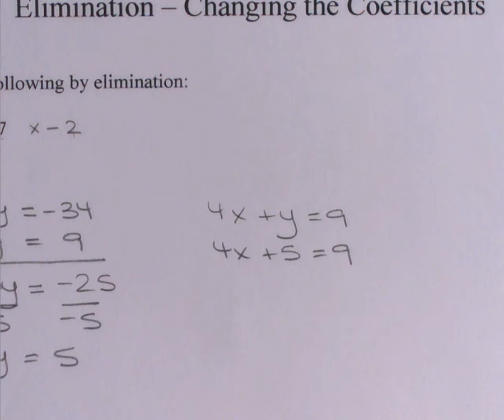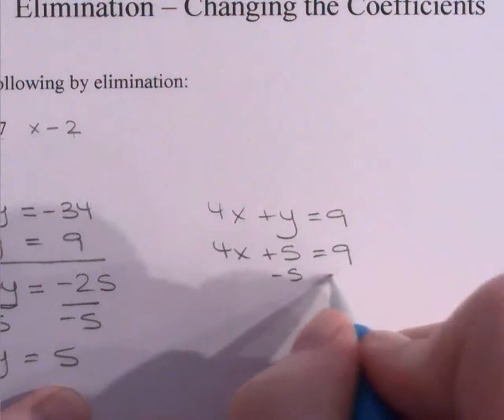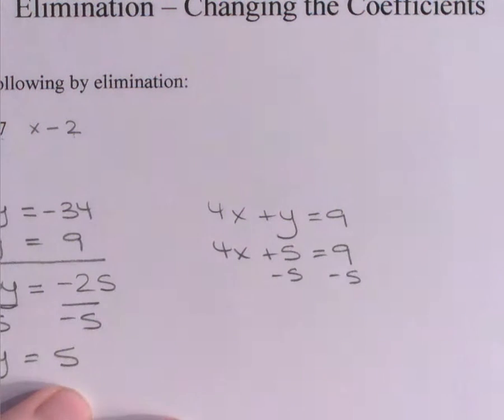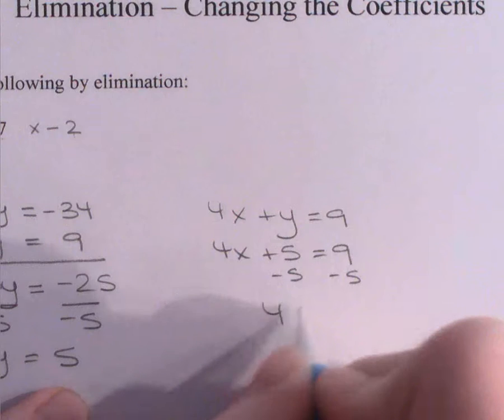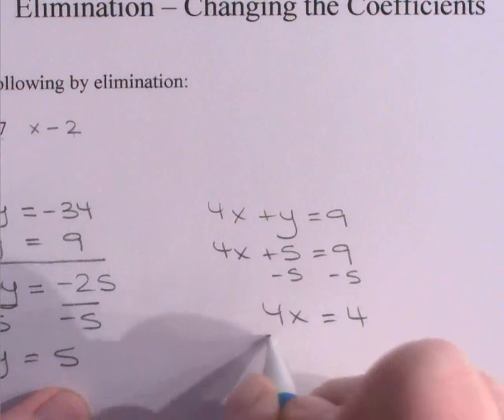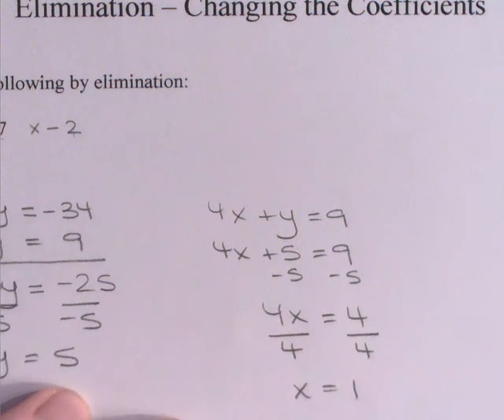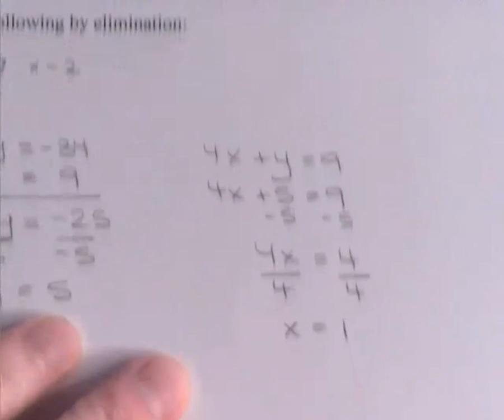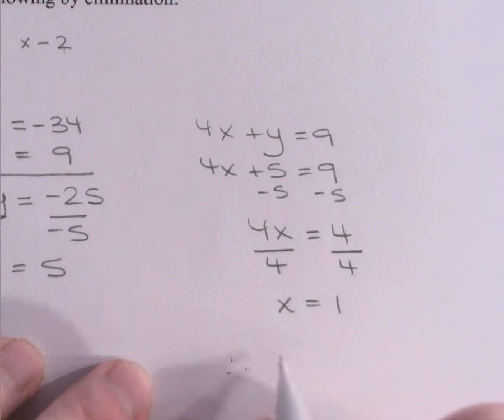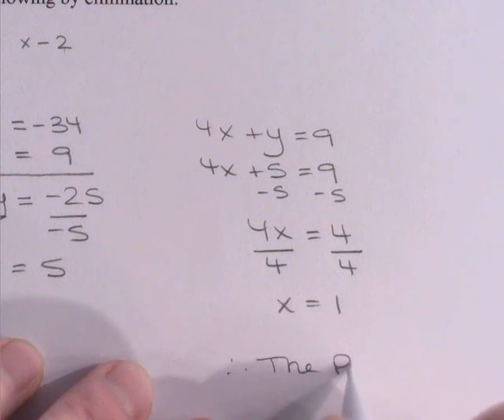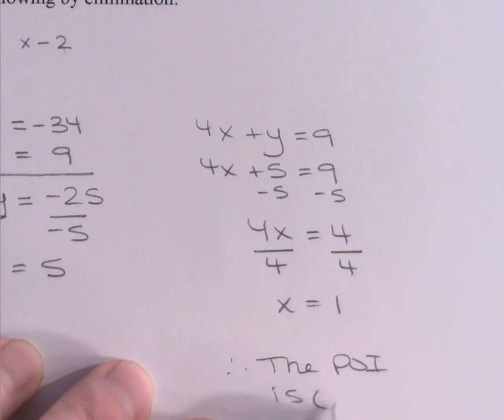And now what I can do is subtract 5 from both sides. So I'm going to subtract 5 from this side and 5 from this side. This gives me 4x is equal to 4. I can divide both sides by 4, and x is equal to 1. So therefore, the POI is 1, 5.